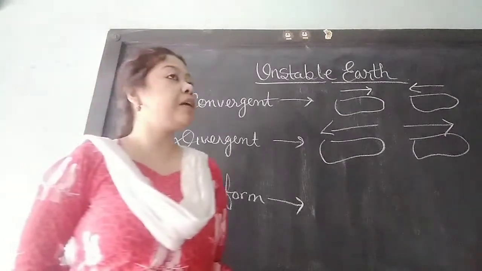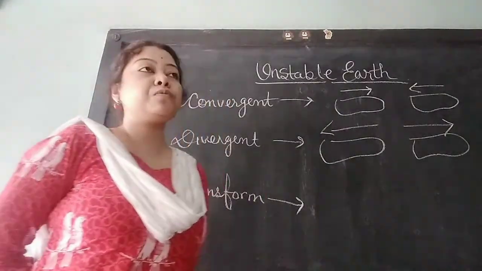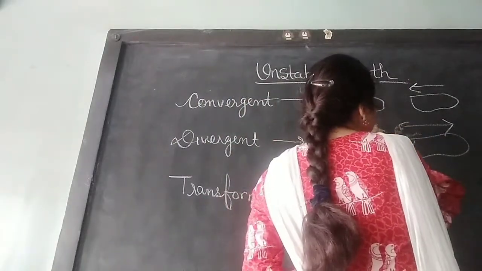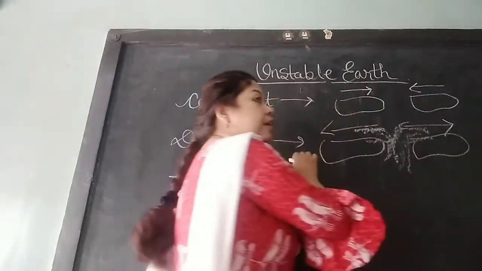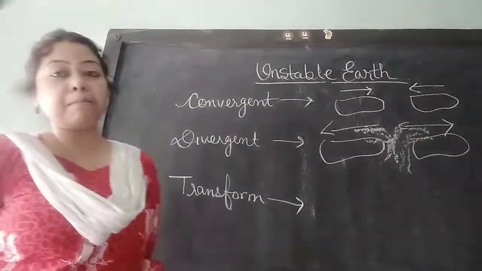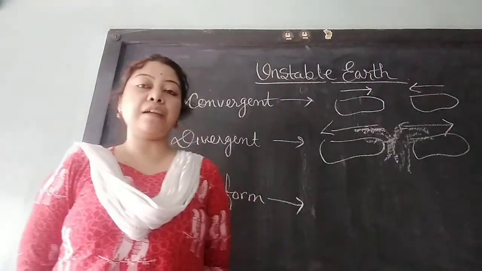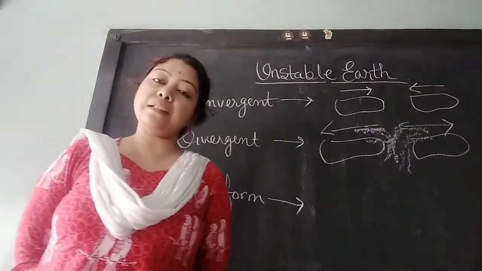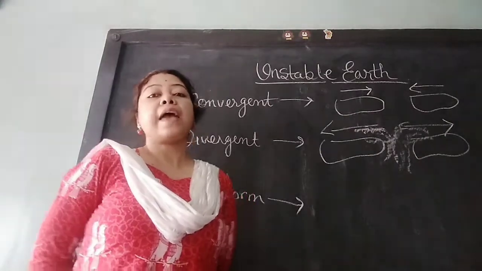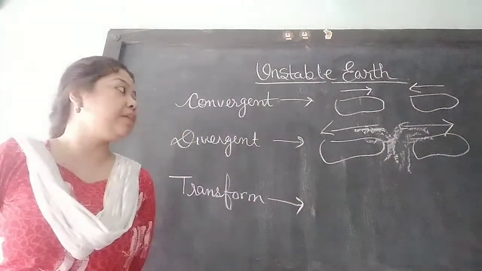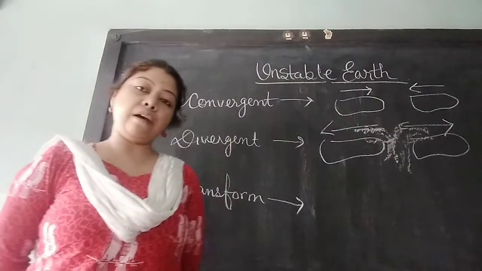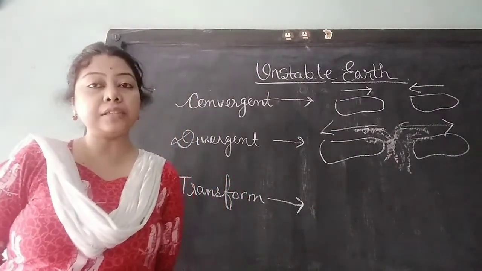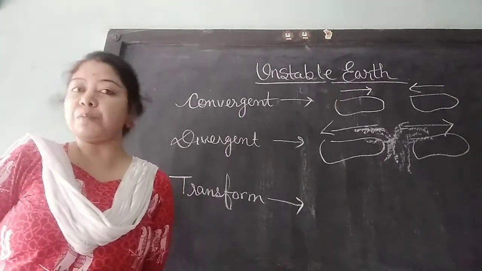And when the two plates move apart from each other, what will happen? The magma swells up from this region and forms new oceanic crust. An example of such a landform is the Mid-Atlantic Ridge formed in the Atlantic Ocean. As this boundary creates new oceanic crust, the other name of divergent plate boundary is constructive plate boundary.